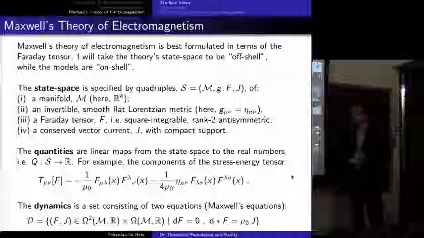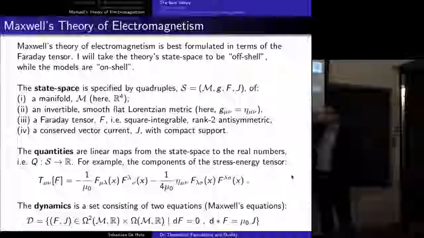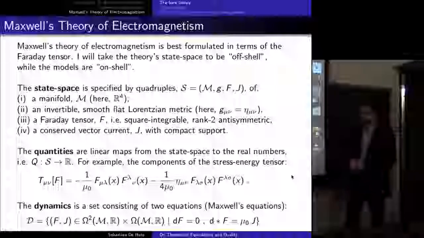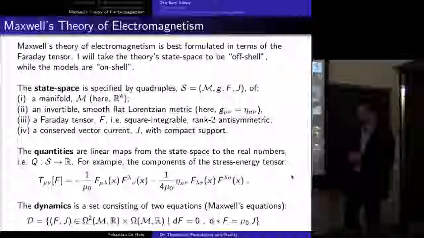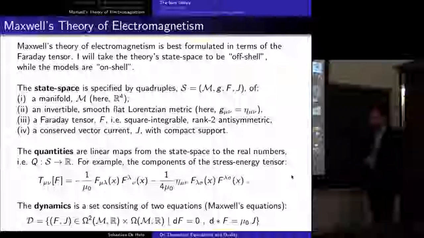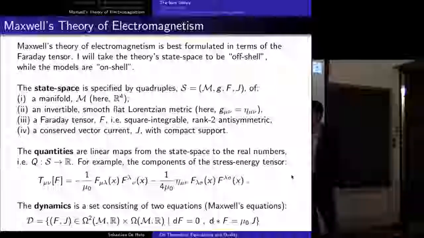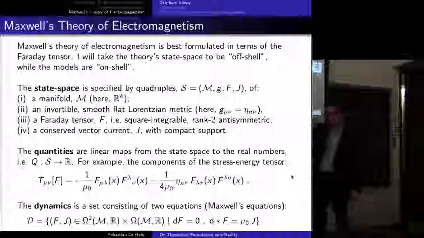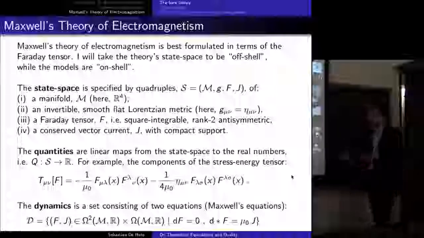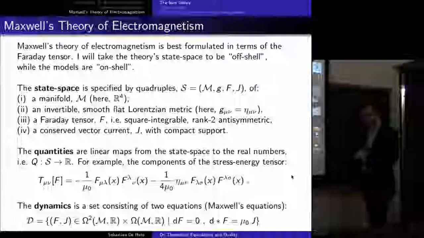So Maxwell's theory of electromagnetism: the state space, the details won't be important really, is basically the Faraday tensors with some standard requirements on them. Quantities are linear maps from the state space to the real numbers. For example, the components of a stress energy tensor: given a Faraday tensor, the stress energy tensor gives you a number. So in that sense, it is a map from the state space to the real numbers.